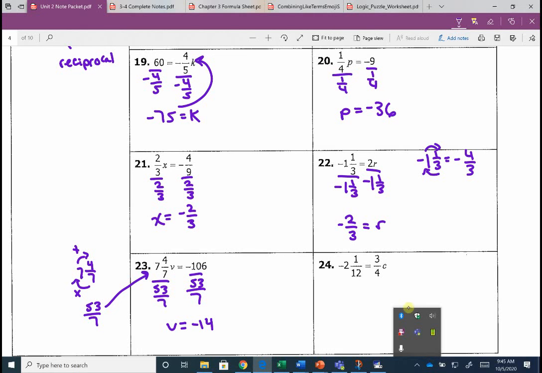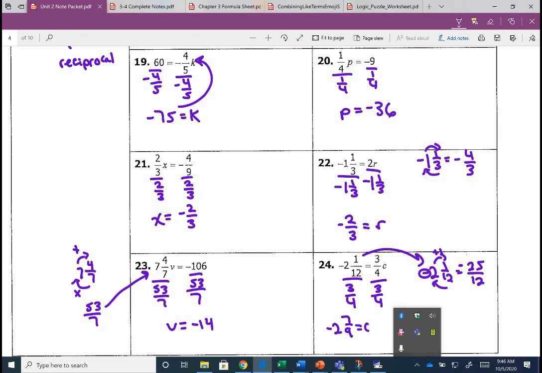And then last but not least, number 24, we have to be careful. I've had some people switching it. We have to make sure we divide by what's in front of the variable. And again, if you want to with that mixed number, 12 times 2 is 24, plus 1 would be 25/12. Ignore the negative sign when you're changing to an improper fraction. So up to you. We end up with negative 2 7/9 equals C.